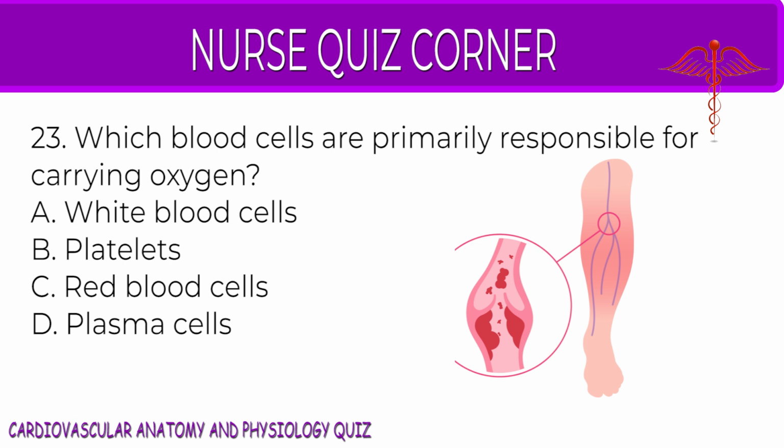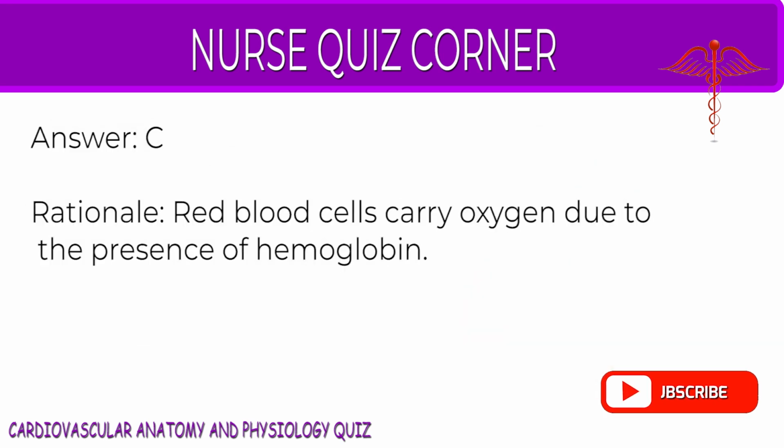23. Which blood cells are primarily responsible for carrying oxygen? A. White blood cells. B. Platelets. C. Red blood cells. D. Plasma cells. Answer C. Rationale. Red blood cells carry oxygen due to the presence of hemoglobin.